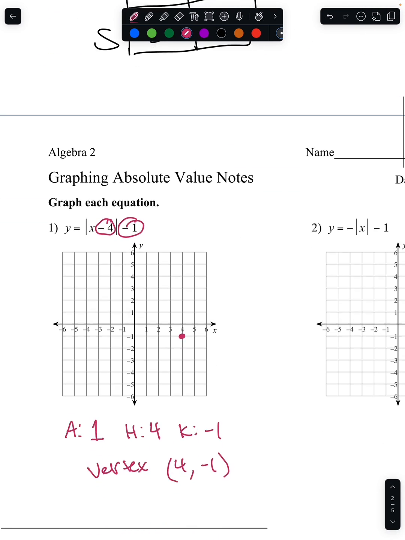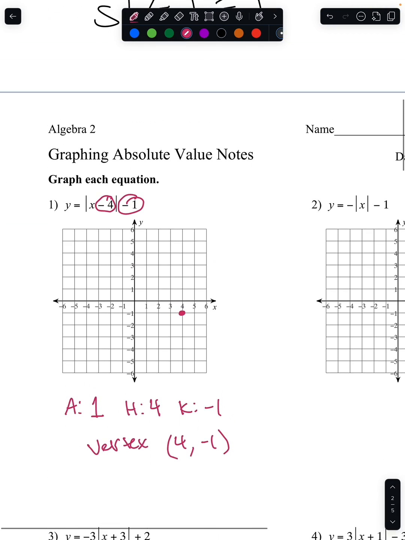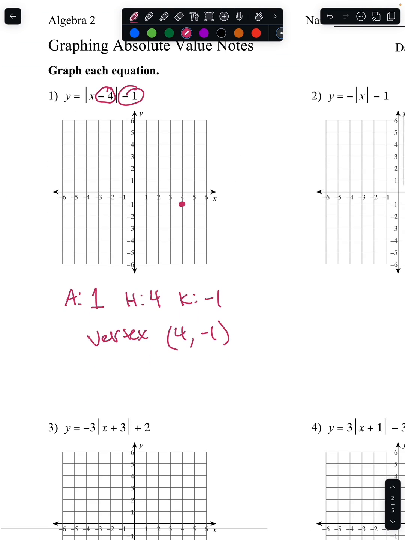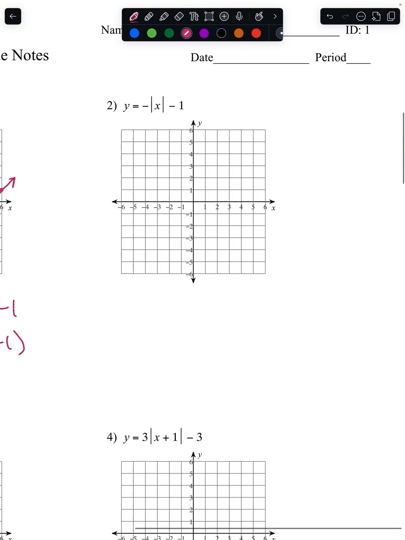Okay? So because my A is 1, I can go over 1, up 1, over 1, up 1. And I can do the same thing on the left, and there's my graph. That simple. Okay? Let's go to the next one.